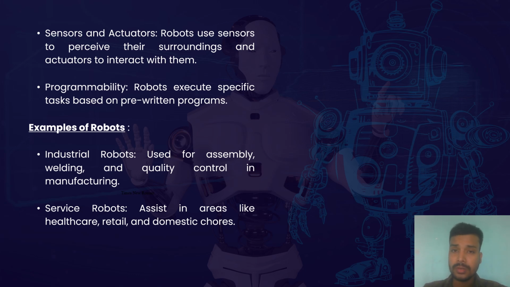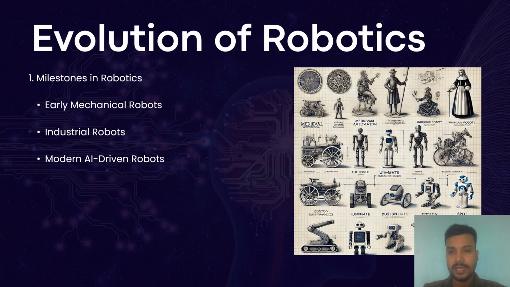Let's move on to the next slide of this presentation, which covers the evolution of robots. We can see an image which shows medieval automation, and then the evolution throughout these years. Let's talk about early mechanical robots. Then we moved on to industrial robots. Then we are basically moving towards modern AI-driven robots.